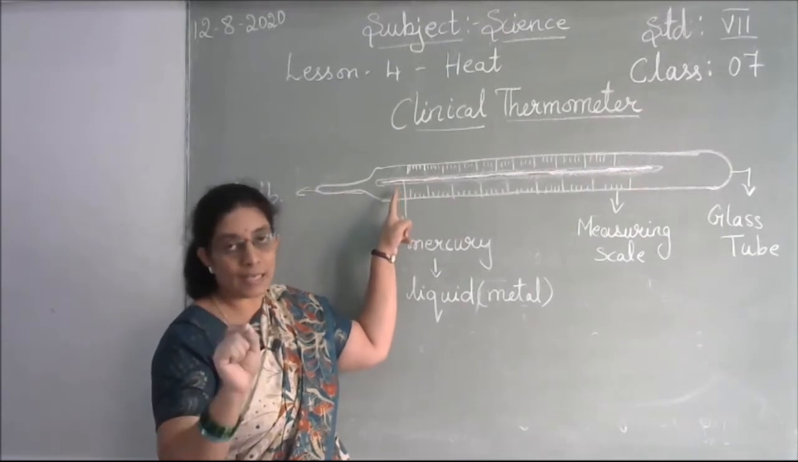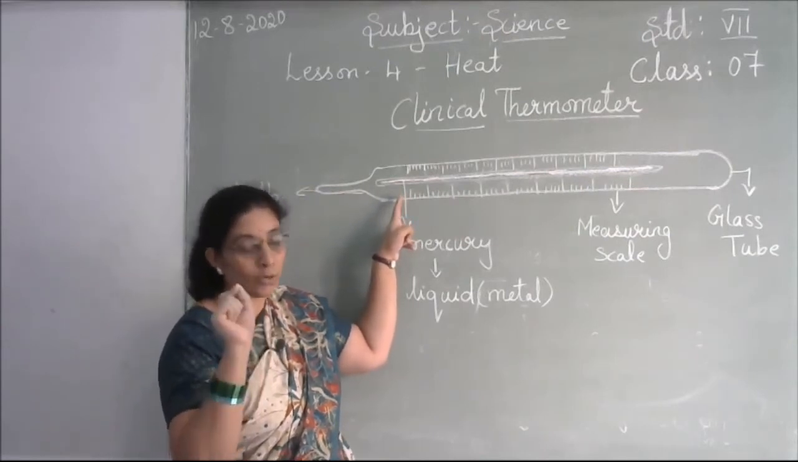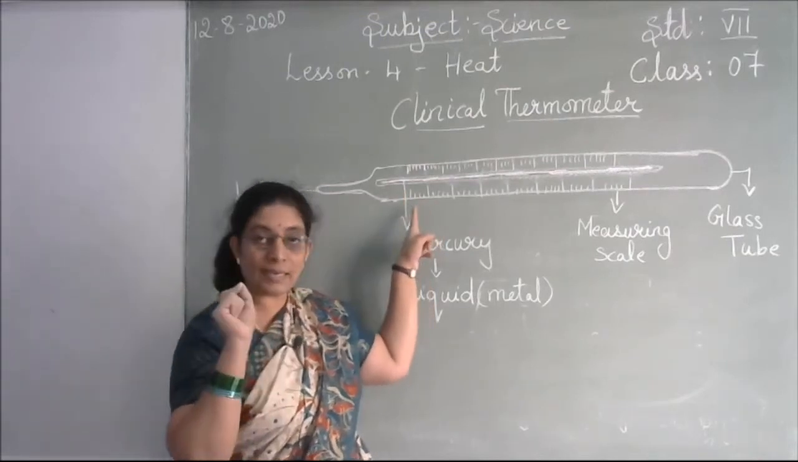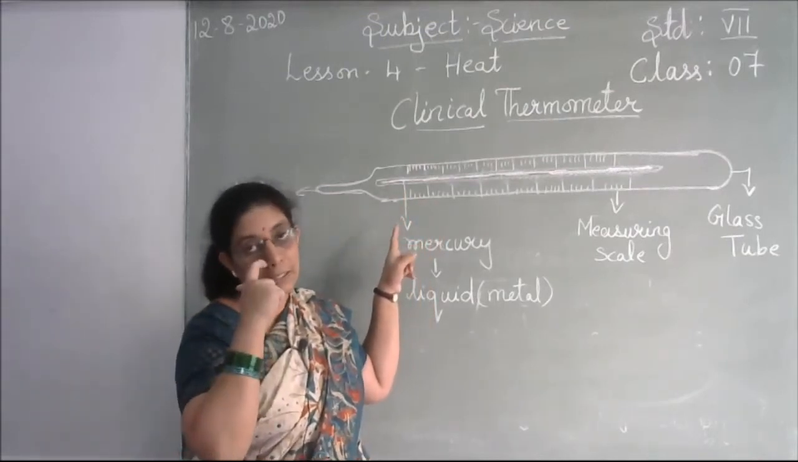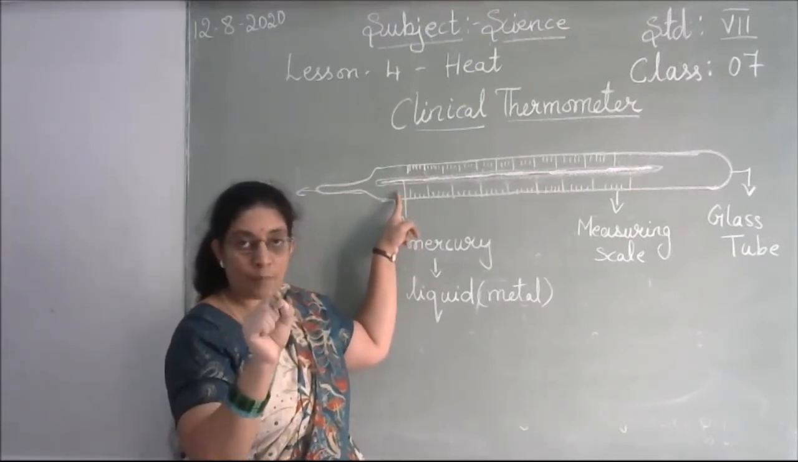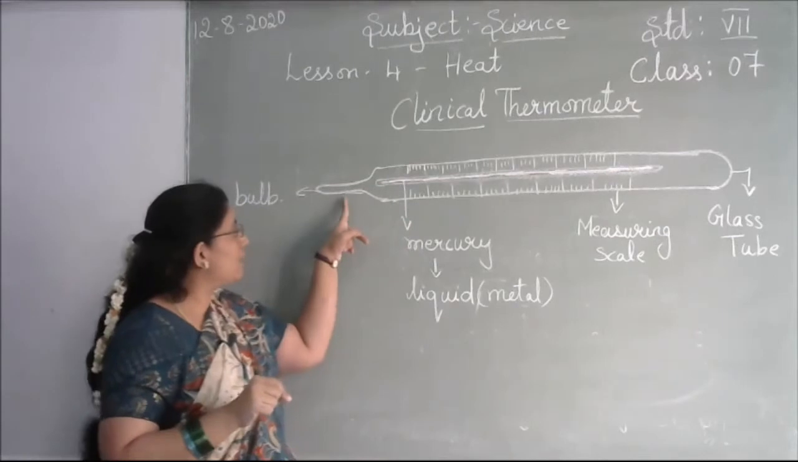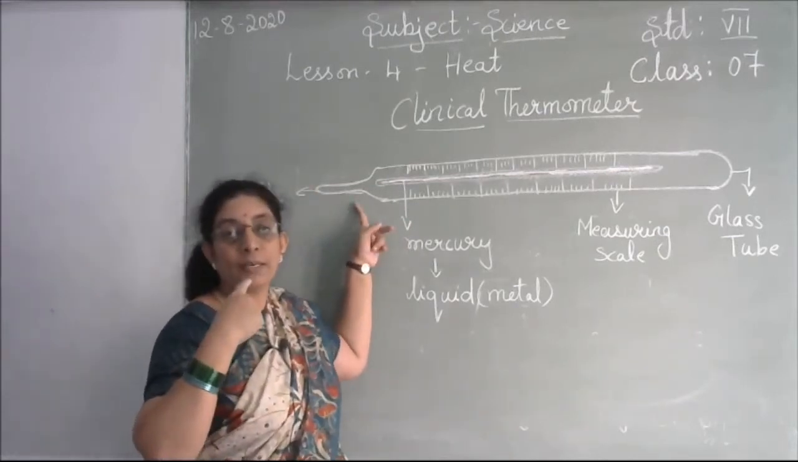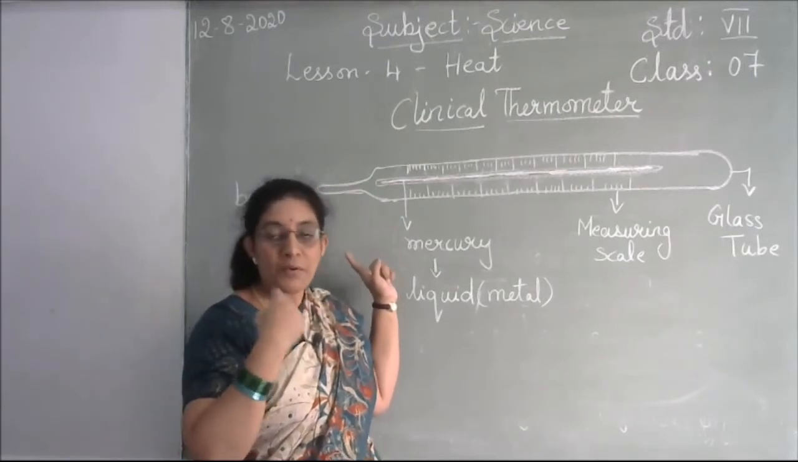That is the starting point. It's not exactly zero, it is the starting point. The measuring scale starts only from 35 degrees. So till the mercury level comes to the starting point, only then do they keep it under the tongue of the person who is having fever.